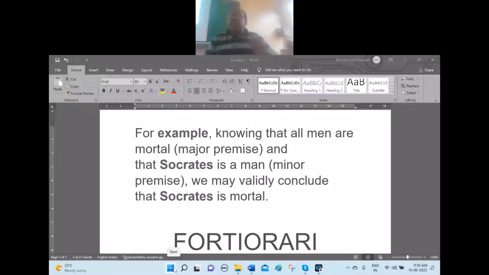And Socrates is a man. It is the minor premise. And we may validly conclude that Socrates is mortal. Because man is mortal, the bigger premise. The smaller premise is Socrates is a man. And next, the conclusion is Socrates is mortal. That is the conclusion.